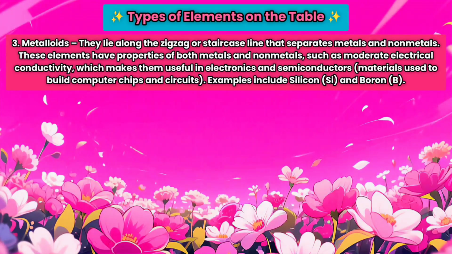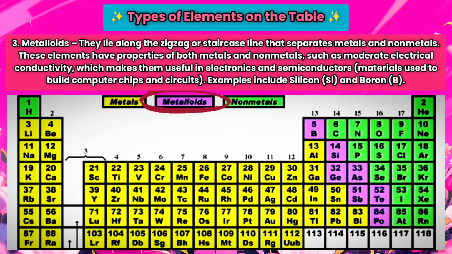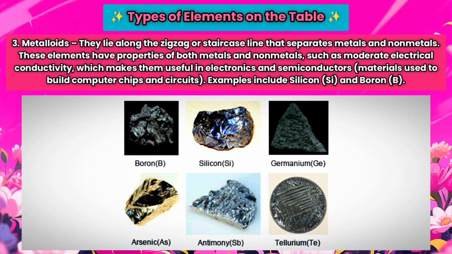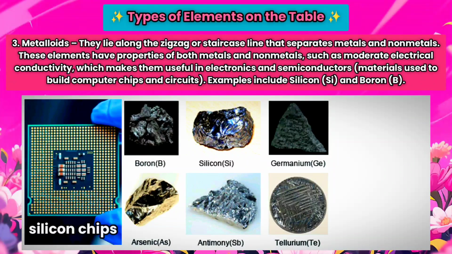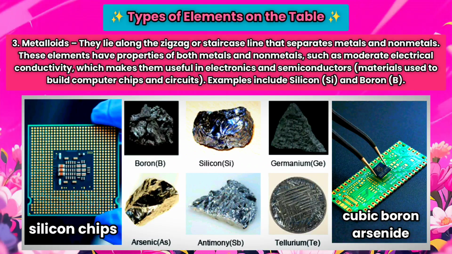And we have metalloids. They lie along the zigzag or staircase line that separates metals and non-metals. These elements have properties of both metals and non-metals, such as moderate electrical conductivity, which makes them useful in electronics and semiconductors. These are materials used to build computer chips and circuits. Examples include silicon and boron.